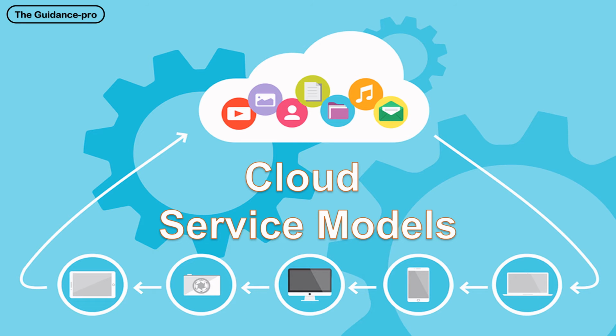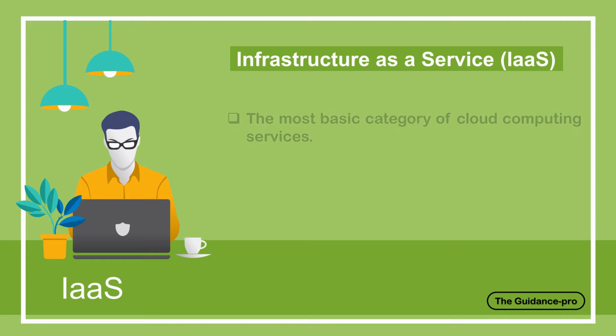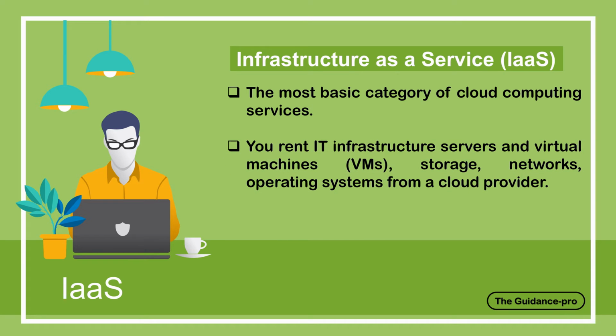Now let us understand the different service models offered by different cloud service providers. First we begin with IaaS, which refers to Infrastructure as a Service. This is the most basic category of cloud computing services. As the name indicates, we are renting IT infrastructure like servers, virtual machines, storage, networks, and operating systems from a cloud provider as per our requirements, and we pay as we use, which we refer to as pay-as-you-go basis.